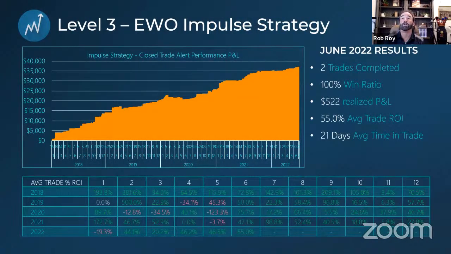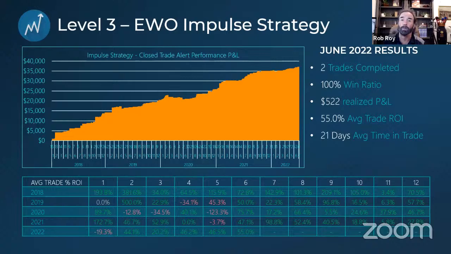But here's the results for June from our impulse strategy. We only had two trades. Again, we've been more quiet than normal, but both trades were winners. $522 total, a 55% average return on those, and 21 days average time in the trade. And then you can see for the year of 2022, January was a losing month, but it's been very good ever since then. February, March, April, May, and June, all really nice returns in our impulse strategy.